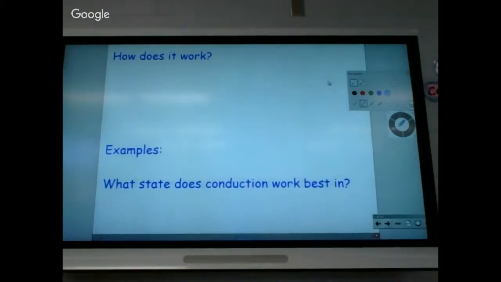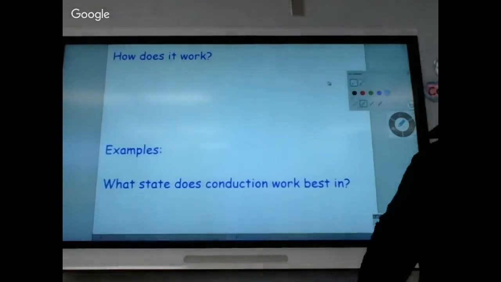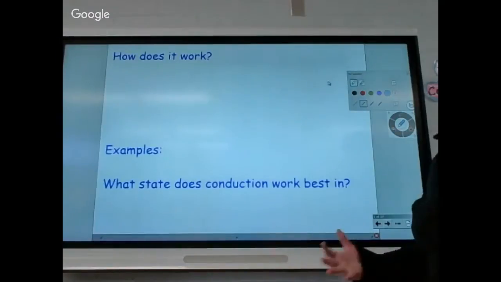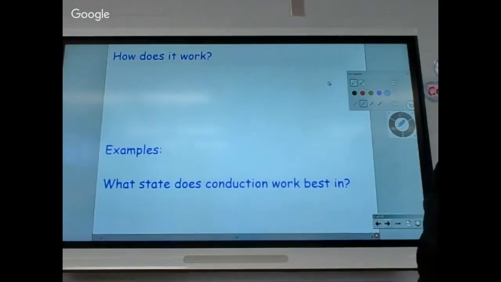Convection has to allow flow. You have to have the movement of currents, and a solid cannot allow for the movement of currents because the particles are in fixed positions.